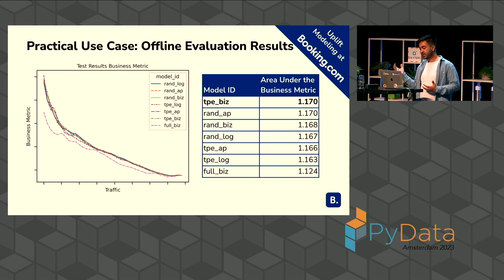What is more important is that if you look at the area under the business metric curve, we can summarize these models, the ones that are very close by and hard to visualize. If you look at the TPE, which is the Bayesian optimization style, it comes out on top, followed by the random search. Why do I put it on top? Because it helps us stop the training much earlier.